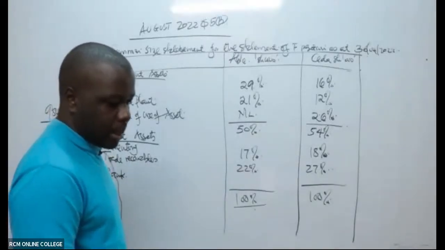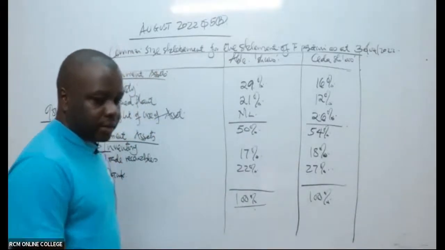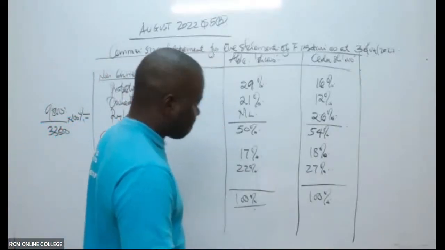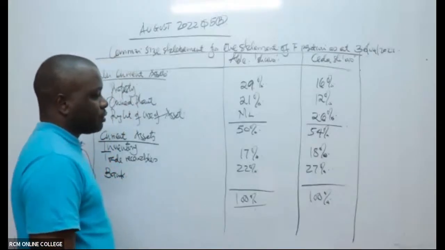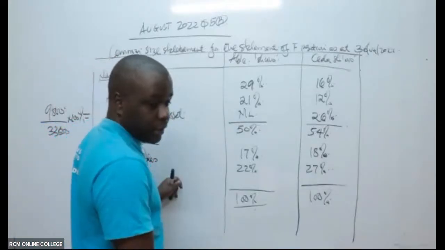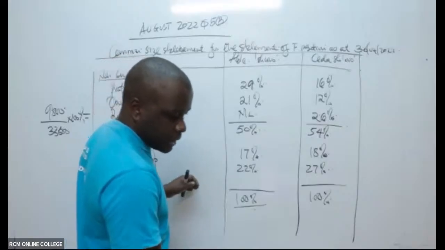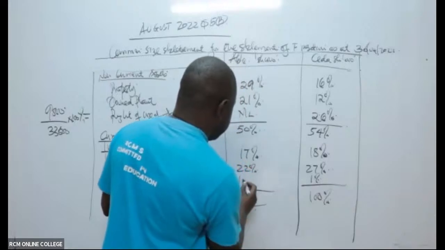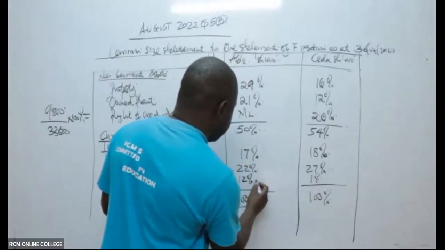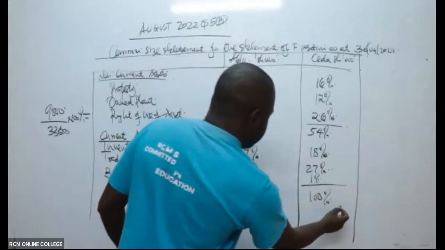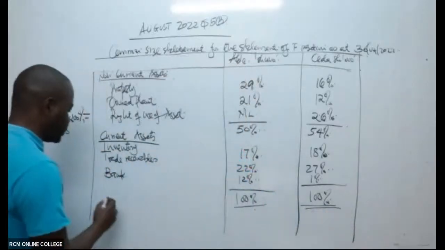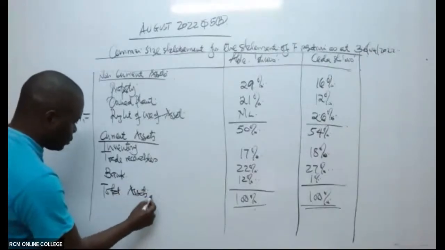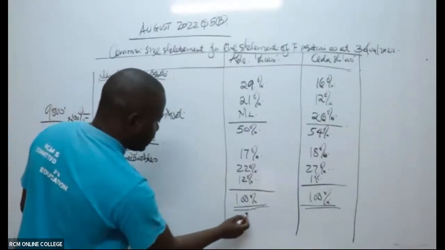For bank, 11.5%. SEDA 1.1%, so that's 1%, because this one will be 12%. So both of them should give us the figure for total assets, which is the base, which is actually 100%.